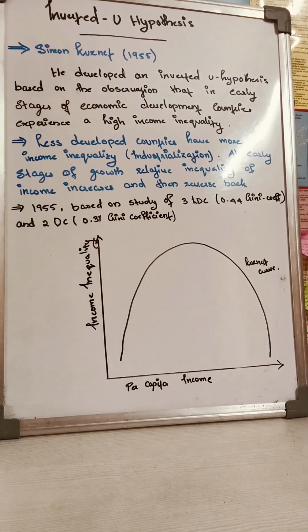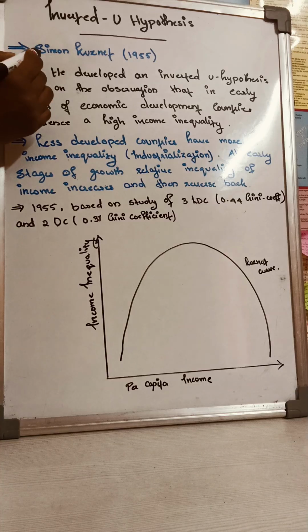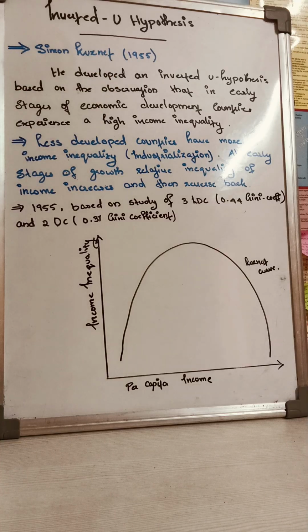Hello, our topic for today is the inverted U hypothesis. The inverted U hypothesis was developed by Simon Kuznets in 1955.